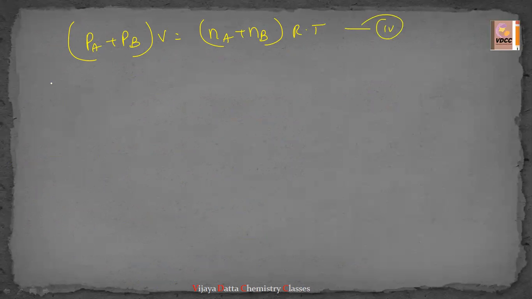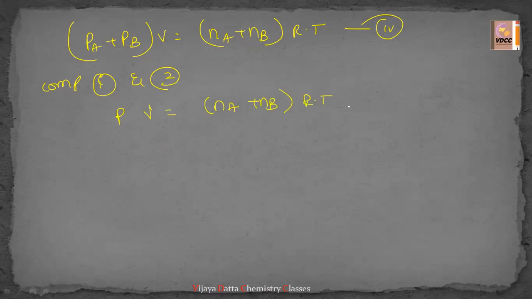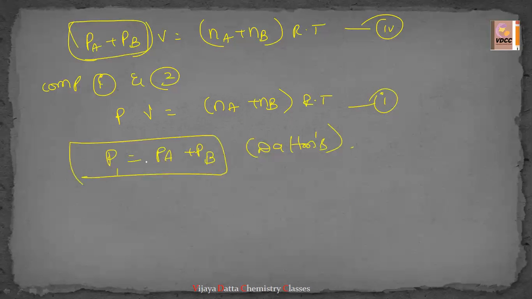Now, if you compare 1 and 4, what is the first? PV equal to Na plus Nb into RT. This is the first equation. According to the first and fourth equations, V is the same, Na plus Nb, remaining all are the same. Then P equal to PA plus PB. This is Dalton's expression. This is called partial pressure. Total pressure is equal to the sum of its partial pressures. This is only Dalton's expression.